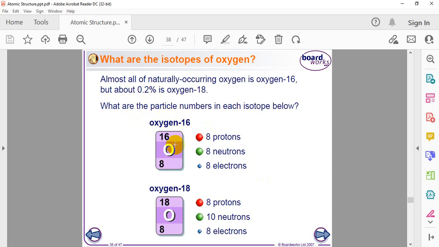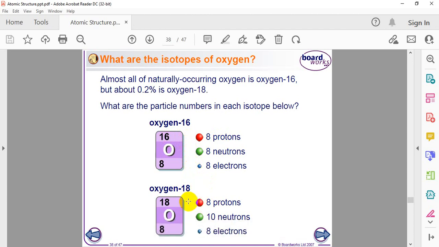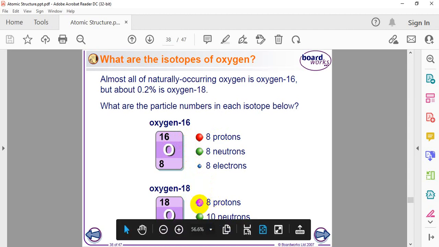So let's look at the components of oxygen 16. It has 8 electrons, 8 neutrons, 8 protons. Protons plus neutrons gives us what? The mass number, 16. But oxygen 18 differs from oxygen 16 by having 10 neutrons instead of 8 neutrons. So 8 protons plus 10 neutrons gives us a mass number of 18.